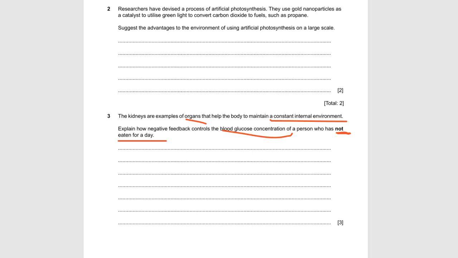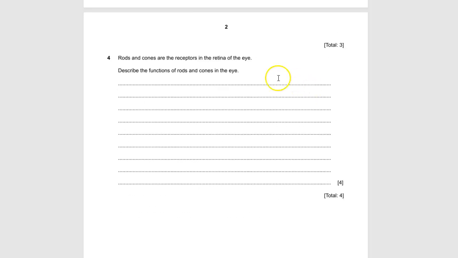Now let's go to the next one. This is like among the easiest: function of rods and cones in the eye. First of all, rods help us see in dim light and they are responsible for black and white vision. They do not detect color but are very sensitive to light.